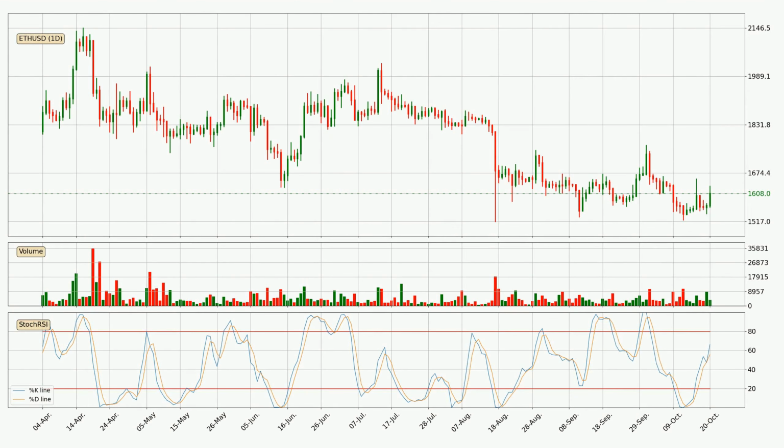Looking at the daily stochastic RSI, the stochastic RSI currently shows no overbought or oversold conditions, but because the %K line is over the %D line, we can deduce that the trend is currently on the up.